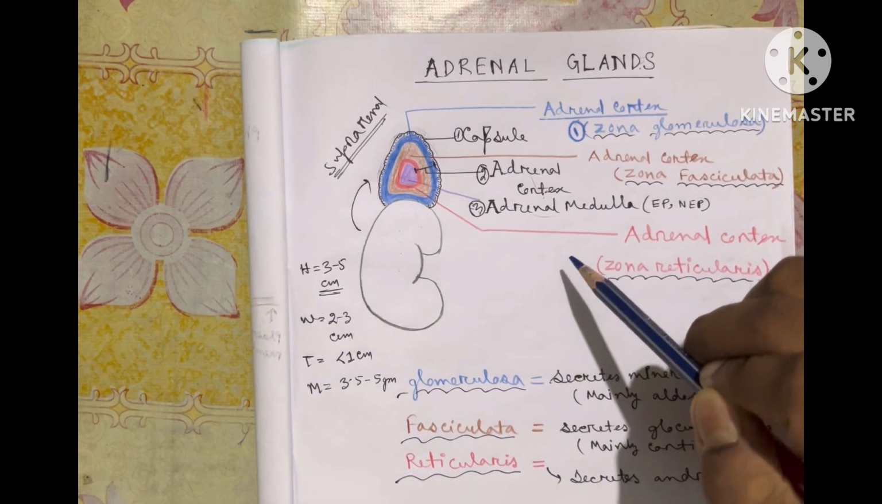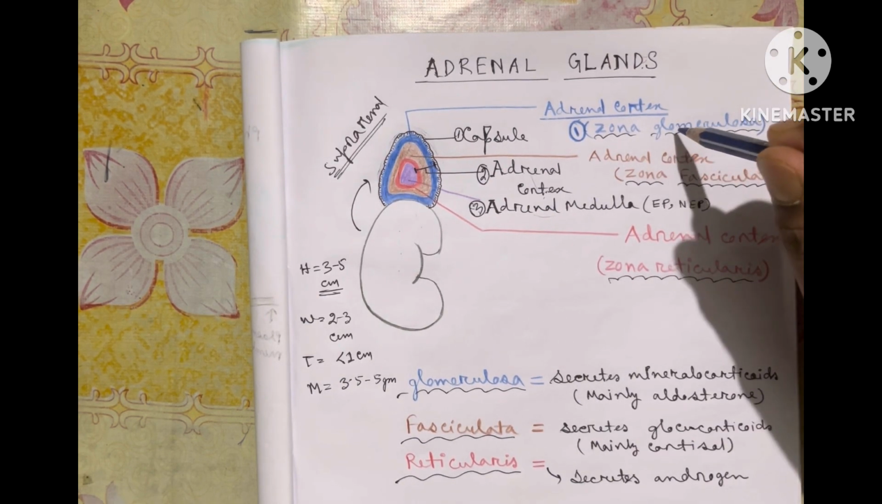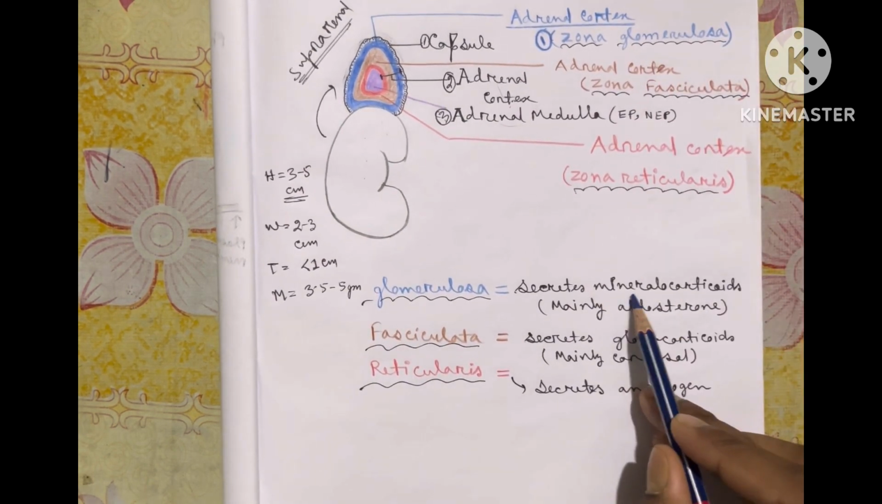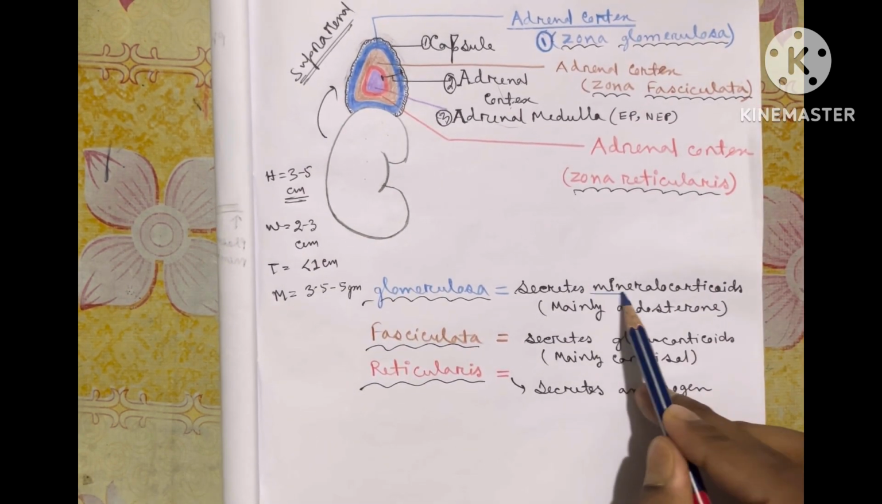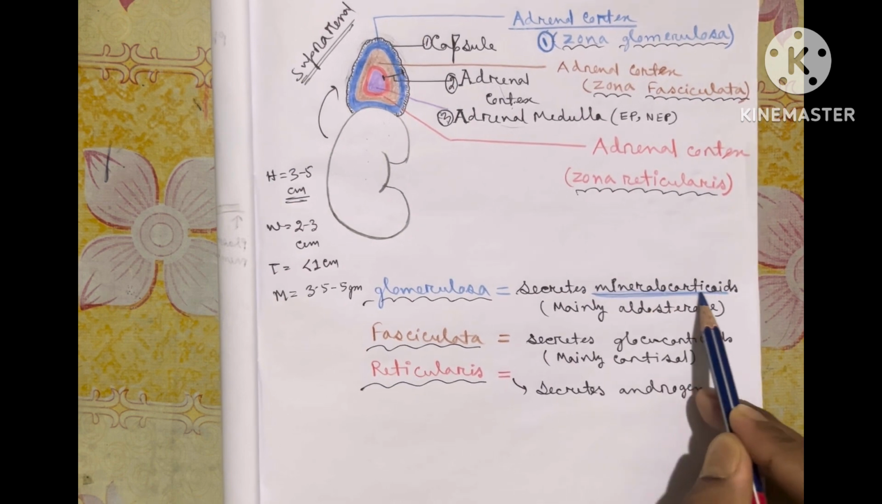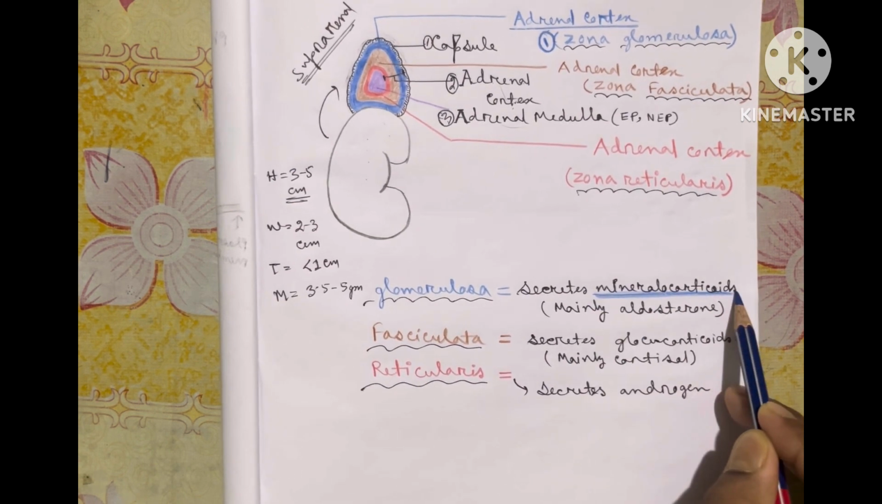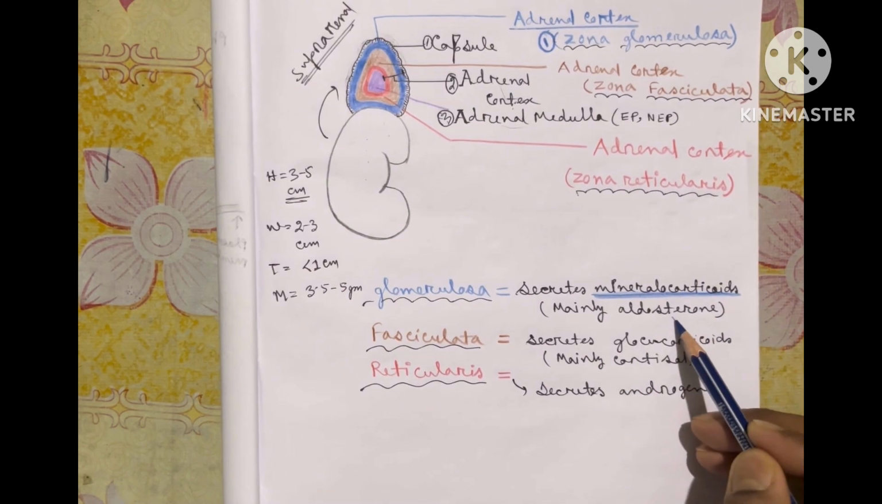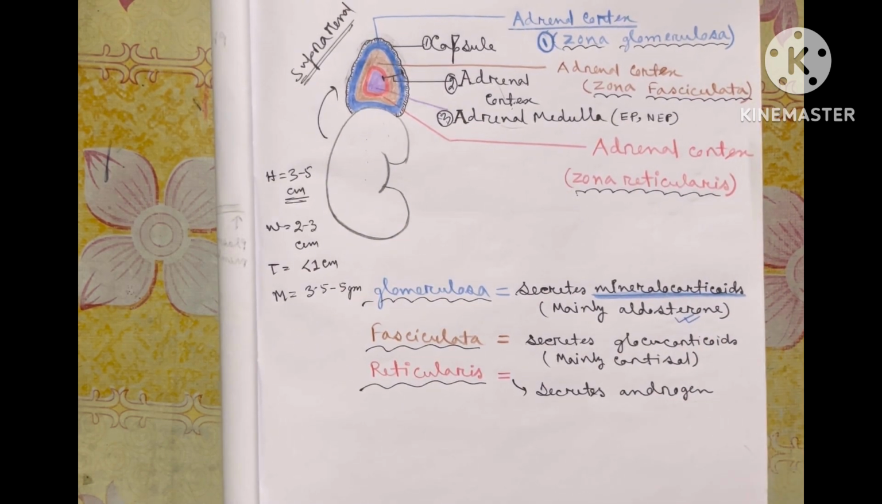What does it secrete? It secretes mineralocorticoids. One of the most important examples of mineralocorticoids is aldosterone.